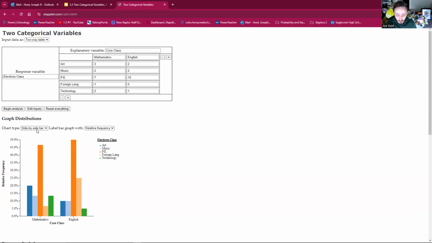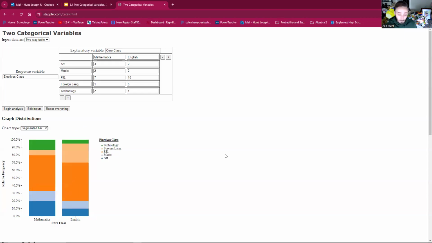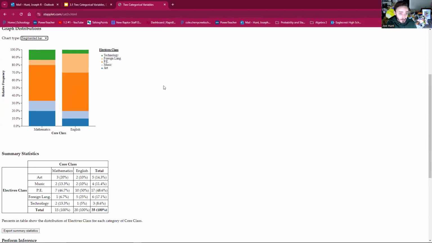Now, the last thing I want to show you here in our Stapplet is that if you change between some of these different representations of the data, you might glean different information out of this process. If I go to, say, a segmented bar chart, I'm definitely noticing that between the math and the English groups, the people who prefer PE is about the same. And if I look down here at the summary stats, I'm seeing across PE and math, or PE in mathematics and English, those percentages are almost the same. We got 46.7% and 50%.